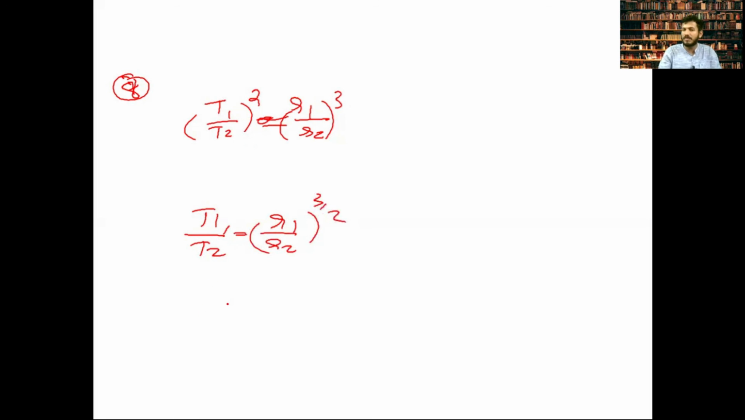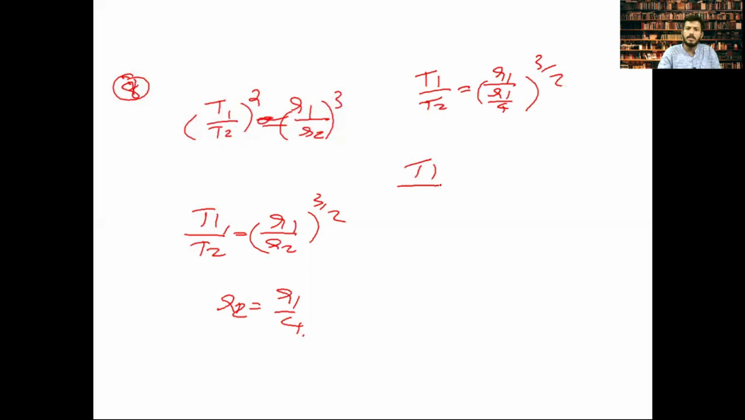In the question, it is given that R2 is equal to R1 by 4, 1/4 of the present distance. That means R2 equal to R1 by 4. Listen, T1 by T2 equal to R1 by R1 by 4, the whole raised to 3 by 2. That is T1 by T2 equal to 4. R1 gets cancelled. This 4 becomes the numerator. 4 raised to 3 by 2. What is 4 raised to 3 by 2?